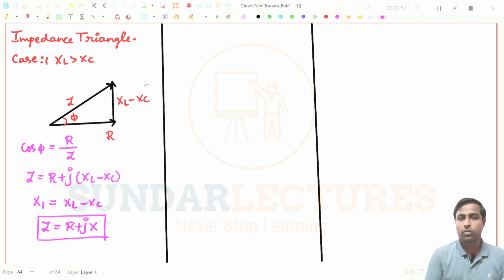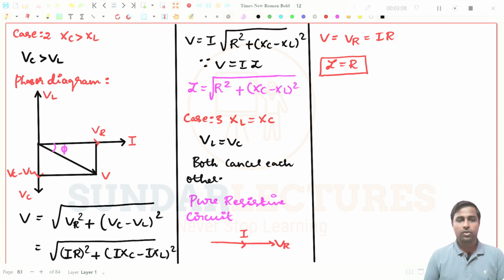So if you are going for case number 2, what is case number 2? It is nothing but XC is greater than XL, right? For this one, we have seen this also. You see here, this is the voltage triangle we have drawn. This is R, and what is this one? This one we can write as VC minus VL. Here in the impedance case, you can write it as XC minus XL.